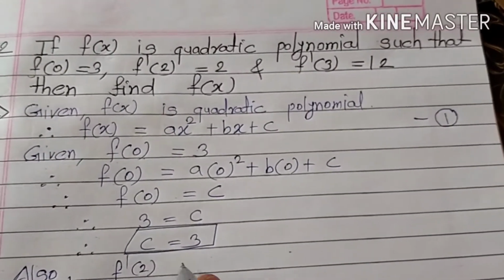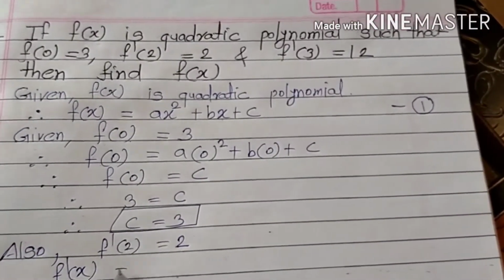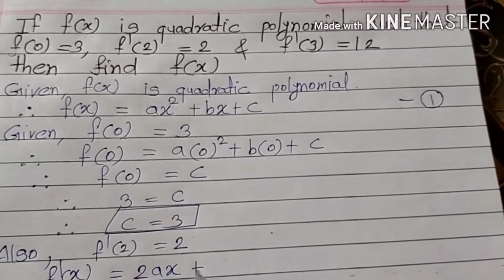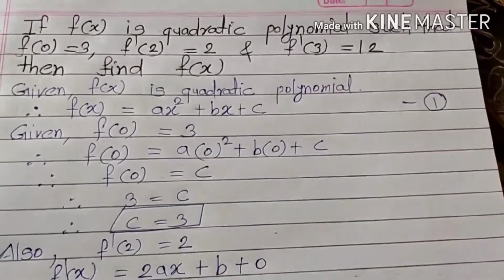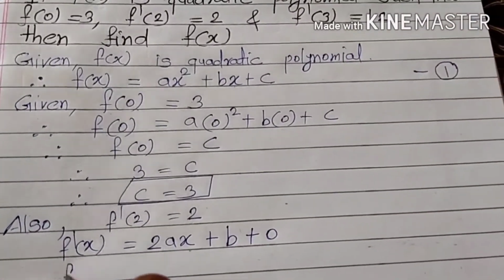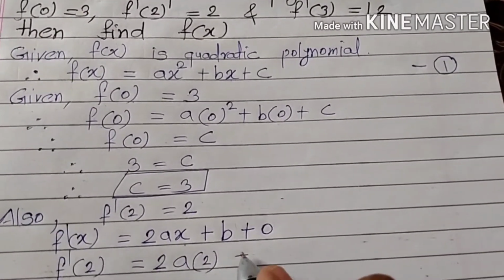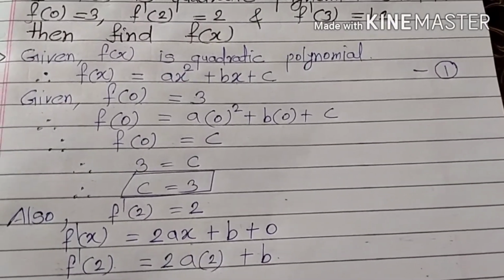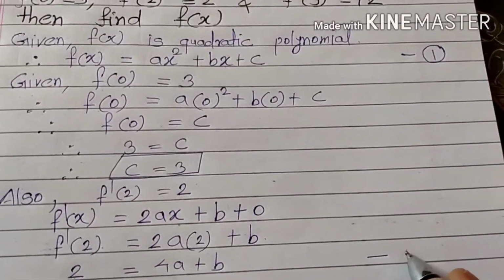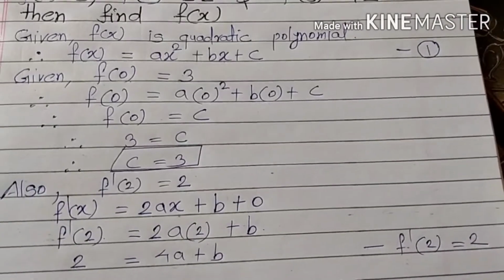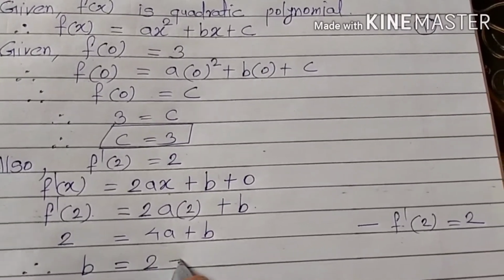Also f dash of 2 is equal to 2, so we differentiate this. f dash of x is equal to 2ax plus b plus 0, because derivative of a constant is 0. Here f dash of 2 is equal to 2a into 2 plus b, but f dash of 2 is equal to 2, so write 4a plus b equal to 2, given f dash of 2 is equal to 2. So b is equal to 2 minus 4a.